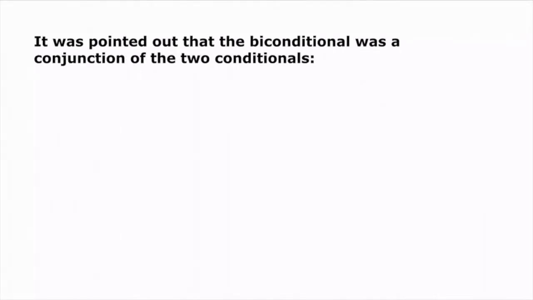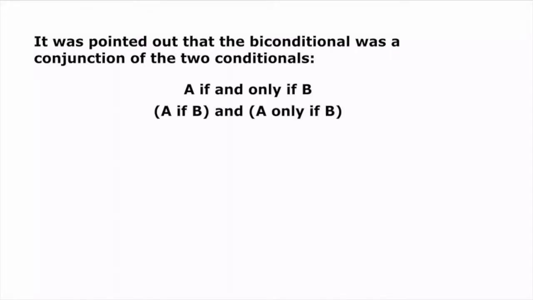Now, it was pointed out in Chapter 1 that the biconditional, as expressed verbally in English, is almost like the conjunction of two conditionals. So A if and only if B is really short for A if B and A only if B. And if we translated this into notation, it would be this and that. So it's the conditional that uses A and B going in both directions. If B, then A, and if A, then B.